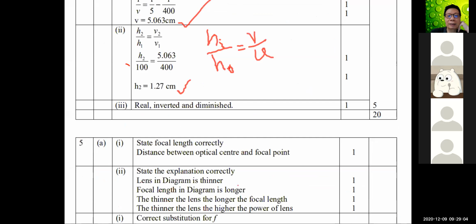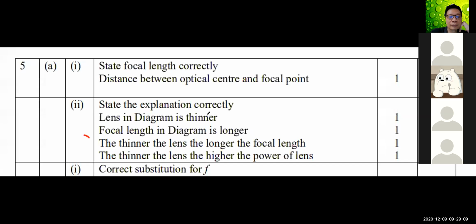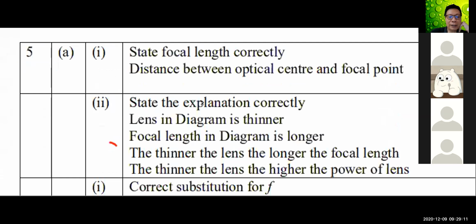The answer is like that. Lens in diagram is thinner. Focal length in diagram is longer. They never give the answer. The thinner the lens, the longer the focal length. And the thinner the lens, the higher the power, alamak. This answer is very thorough. Wrong is wrong answer.